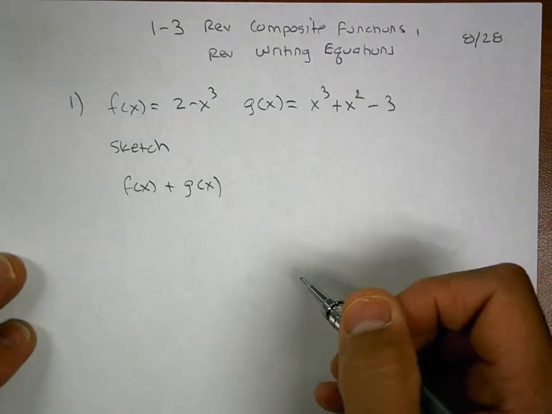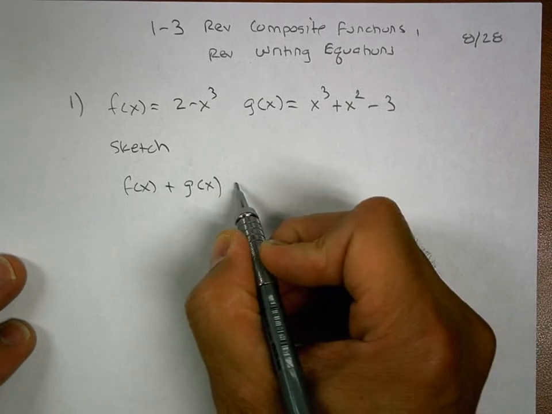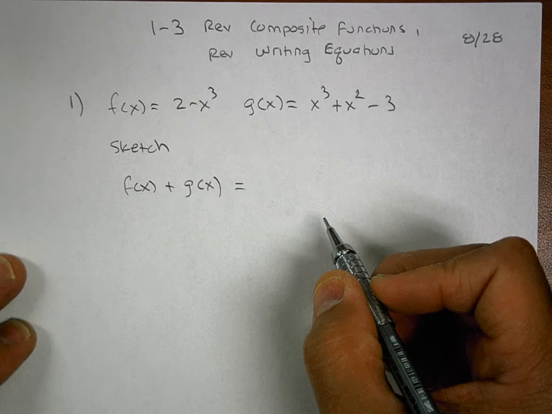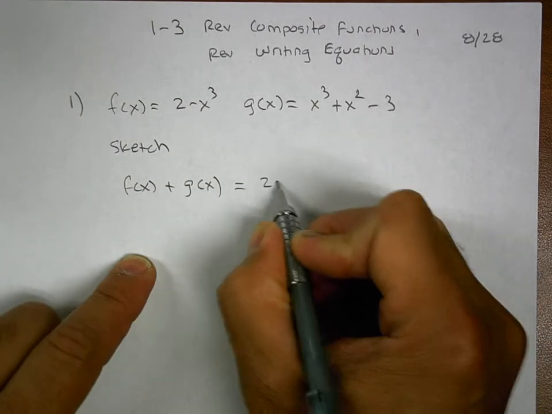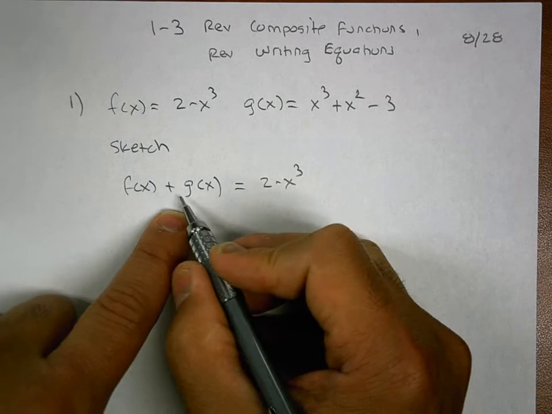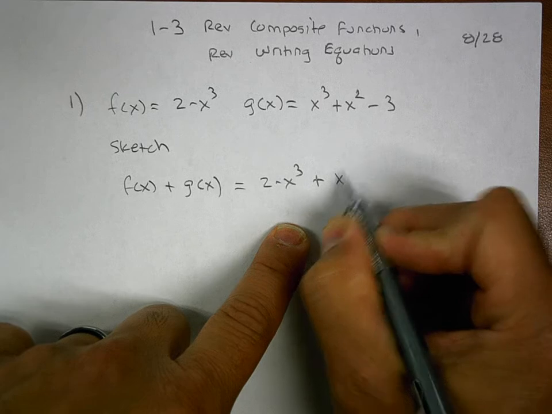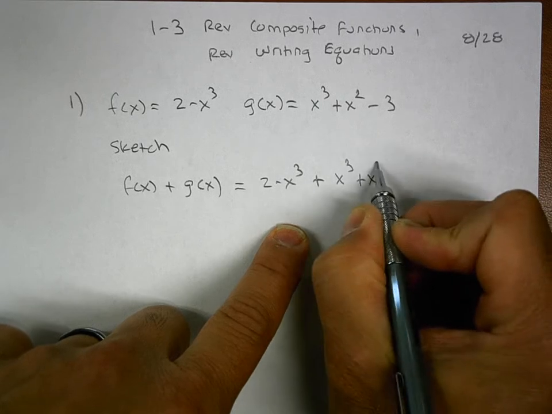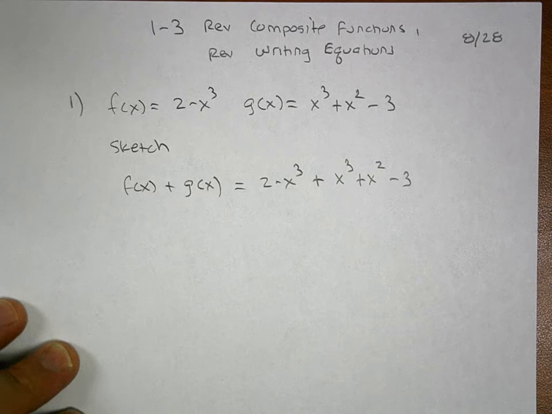Well, this is literally adding these 2 equations together. So I will write it out. It's just f of x, 2 minus x cubed, and we're adding g of x to it. So plus, here's our g of x, x cubed plus x squared minus 3. So we want to graph that thing.